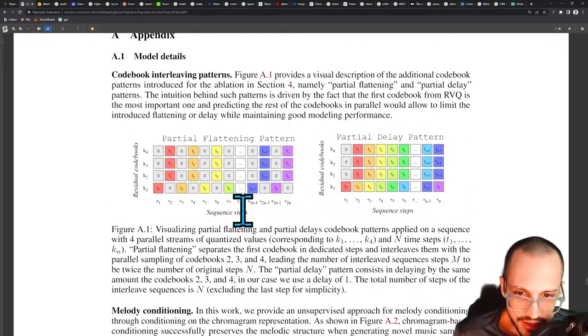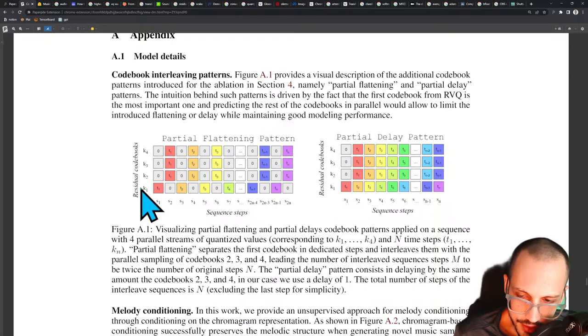Partial flattening pattern. Visualizing the partial flattening and partial delays codebook patterns applied on a sequence of four parallel streams of quantized values. So here you have the different residual codebooks. So K equals 1 is going to be kind of the more important one, and then these are codebooks of quantized residuals. So this K equals 4 one is honestly the most meaningless one. Here you have the sequence itself. So this is the sequence that the transformer is trying to generate the next token of.